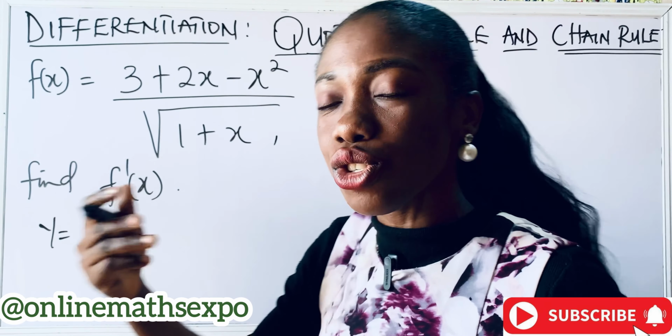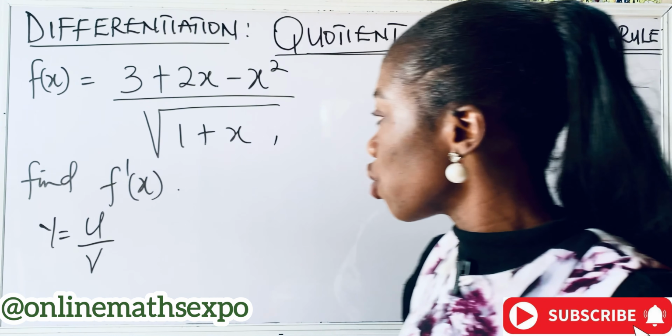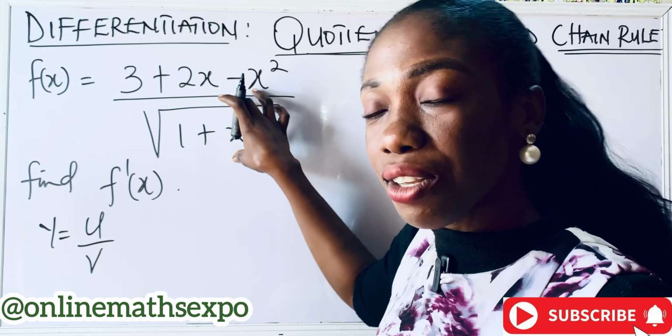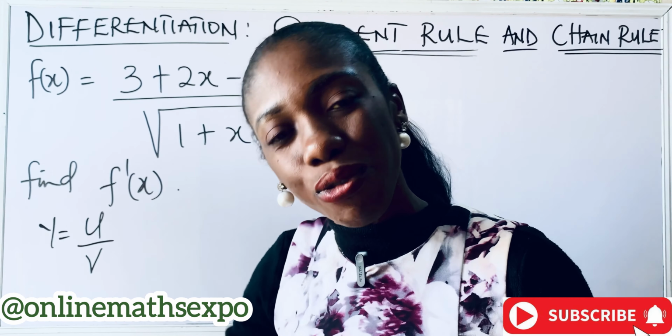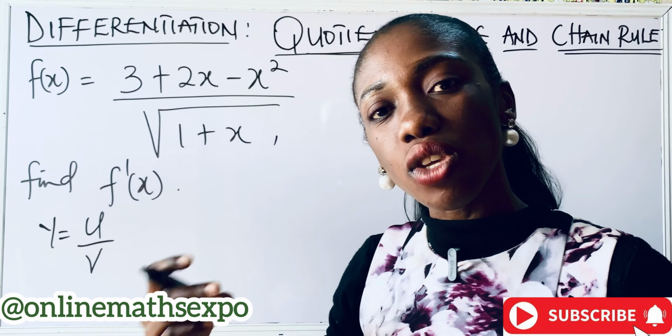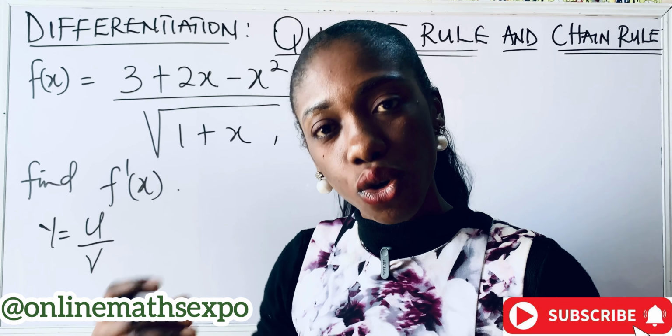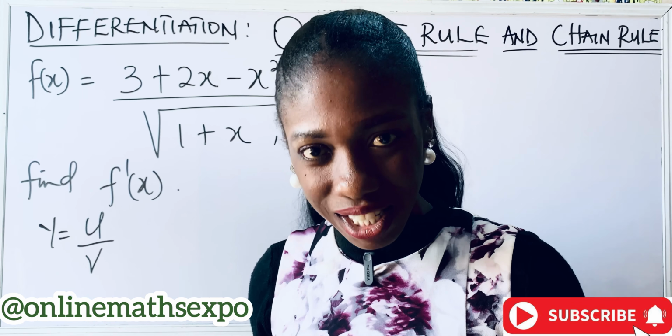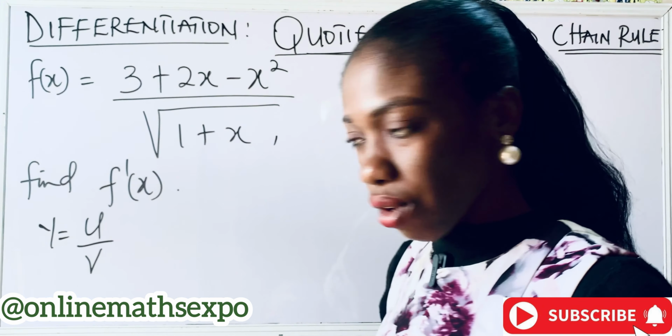And why are we also using the chain rule? We use the chain rule because when you look at this denominator, you notice that the function is in a radical form. And we said that if functions are in radical or root forms, you use your chain rule. I hope you now know the reason. Now, let's go into solving proper.